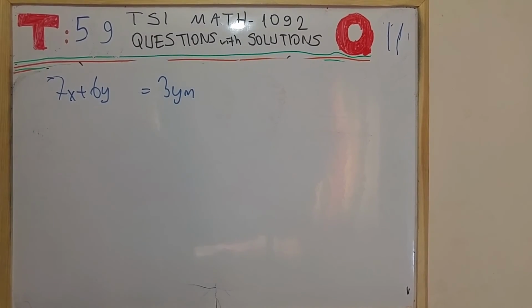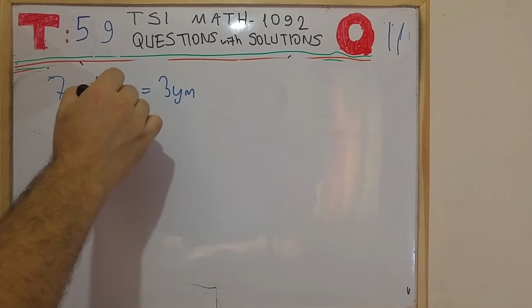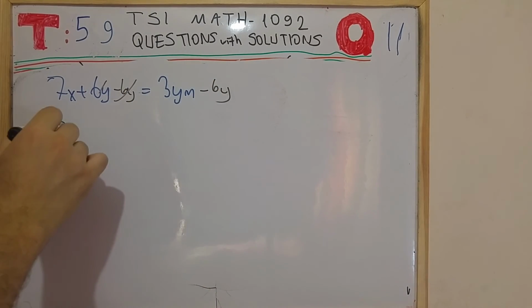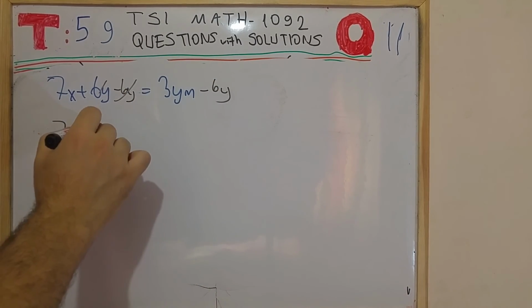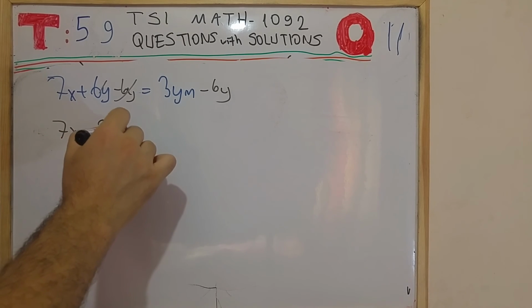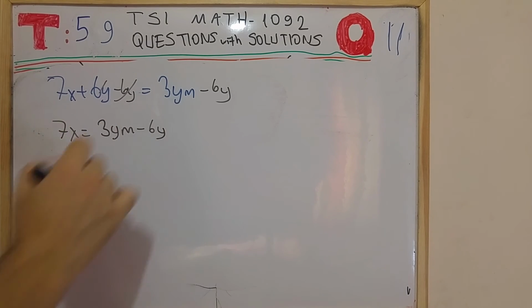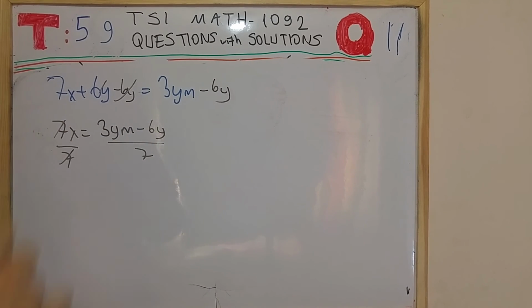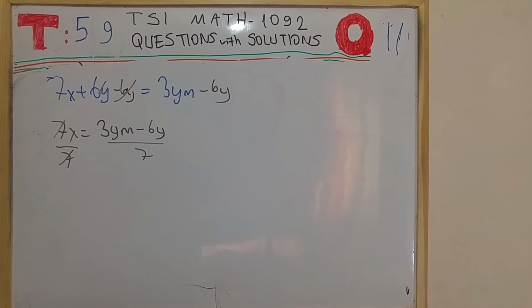I'm supposed to find x out, so what I need to do is to subtract 6y from here, and I leave 7x here, which is going to be equal to 3ym minus 6y. Now I divide each side by 7, so x is equal to 3ym minus 6y over 7.